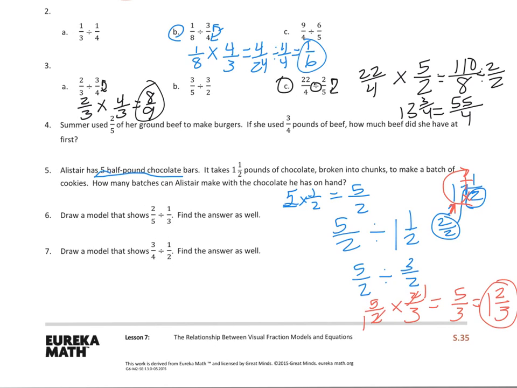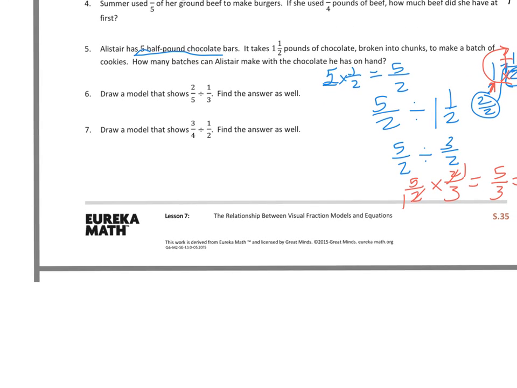So you can make 1 full batch and has enough to make 2/3 of another batch. And that's what I'd write for my answer statement, but I'm running out of space. And then lastly, I'll do 6 here because I think this model is going to be fun. And who knows, I might even jump into 7.